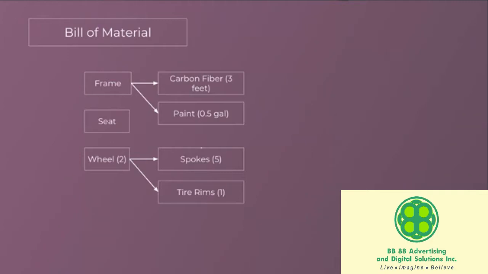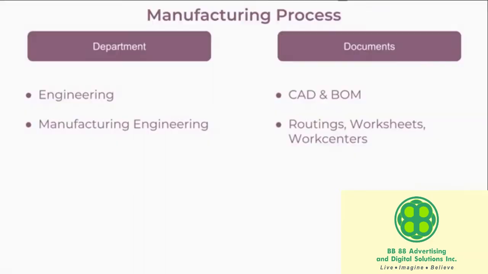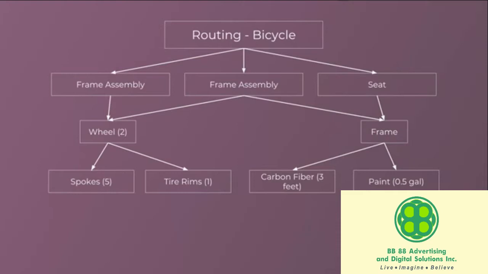So once the BOM is done, the responsibility will shift to the manufacturing engineering team. They're responsible for routings, worksheets, and work centers. A routing is a set of steps a product goes through for production. Worksheets are the instructions for the manufacturing operator, and work centers are the places where the production is being conducted. They put the engineer's plans in motion.